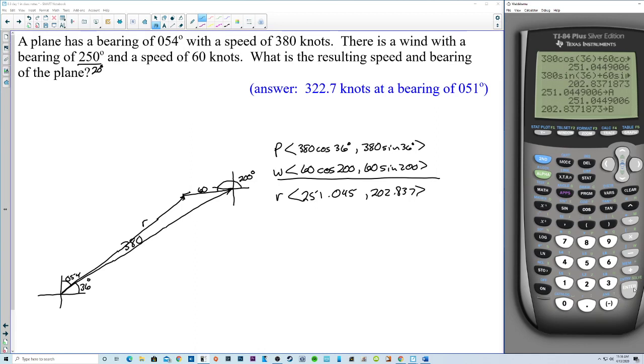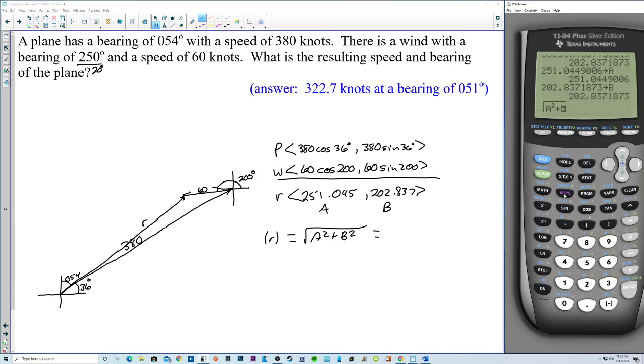So you can always grab anything you've entered or any result. You can always arrow up and grab those. So this is in A. This is in B. So let's find the magnitude of R. That's the square root of A squared plus B squared. So let's do that on the calculator. Square root of A squared plus B squared. 322.7 knots. And you can see I worked it out earlier and got that answer.